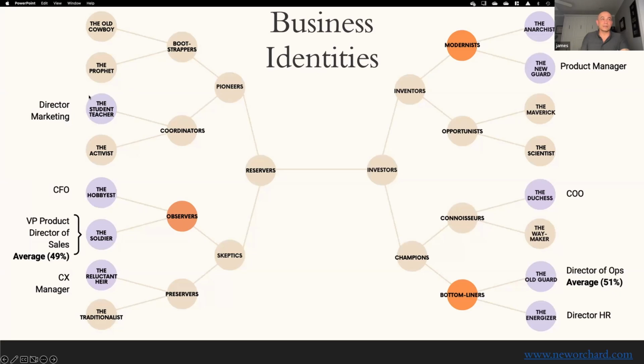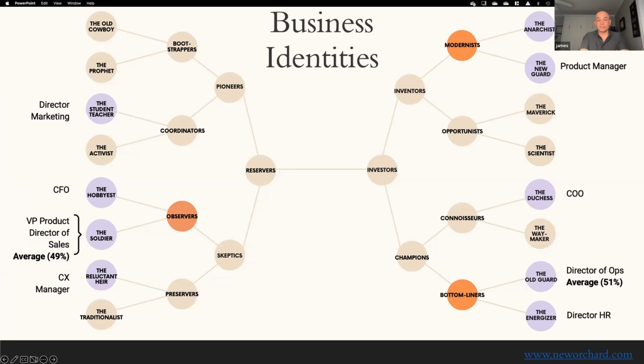You have an outlier on the marketing side, but there's a contingent that believes they're very skeptical. They're reserving, meaning they're not interested in investing a lot and taking a bunch of risks. So you see the CFO, the client experience manager, and the director of sales really in this reserving element. You see another large contingent of the business who want to invest and they're more champions. So they're in the bottom right-hand side, not completely dissimilar, but very dissimilar from this side, a little bit closer to where the CEO is.